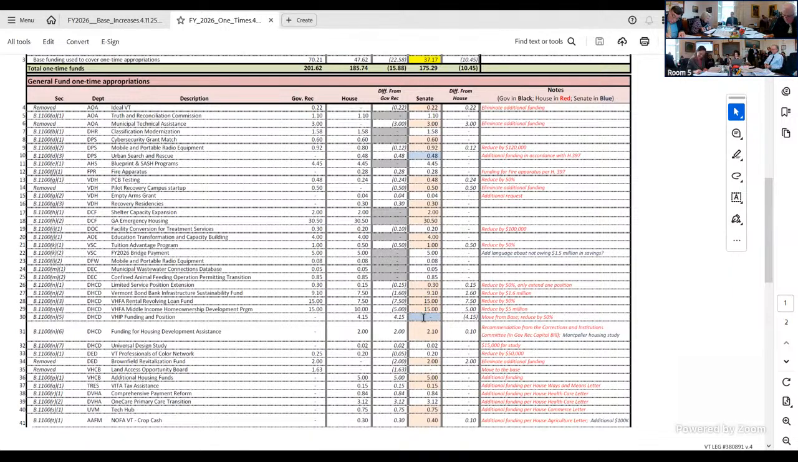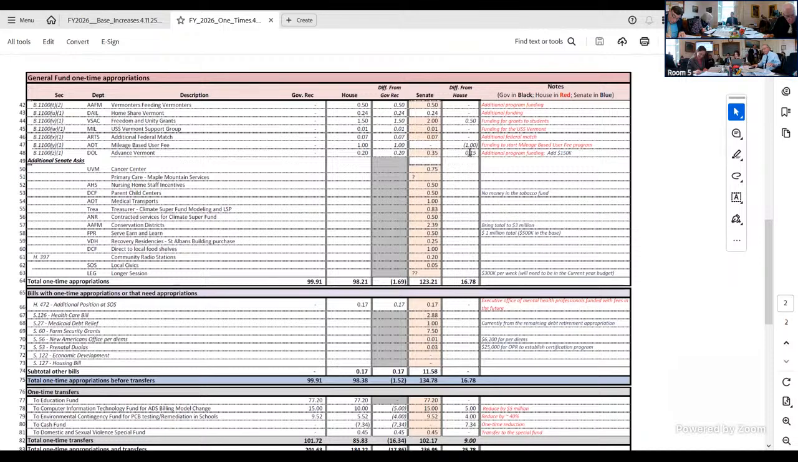Okay, if you go to the next page, the next line that has changed is line 48, Advanced Vermont, the Department of Labor. We added $150,000 to that line based on the conversations that you have been having.